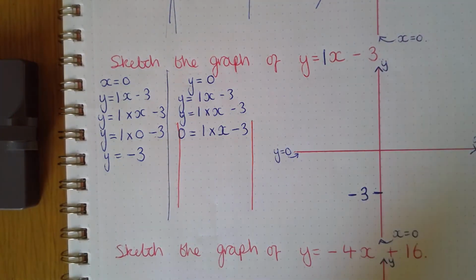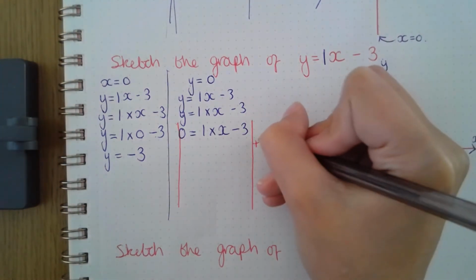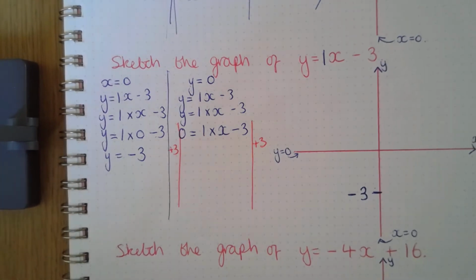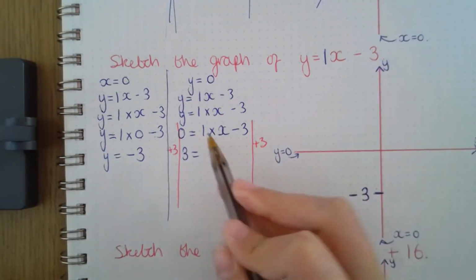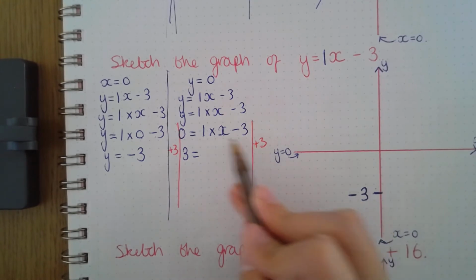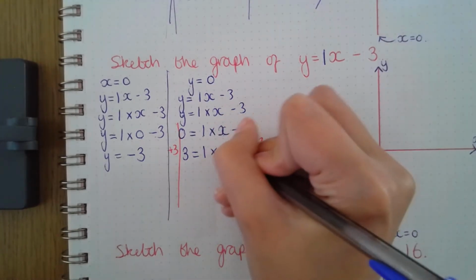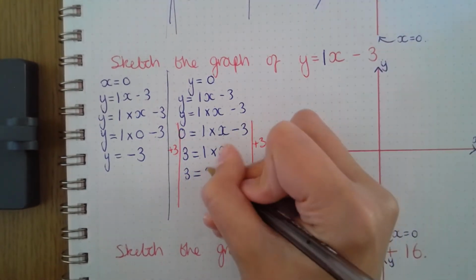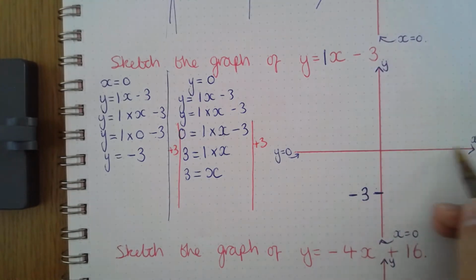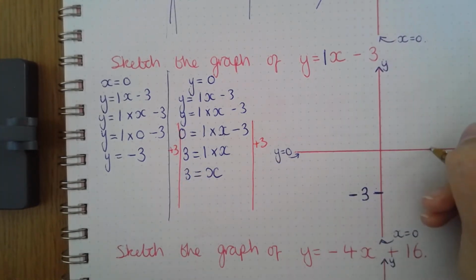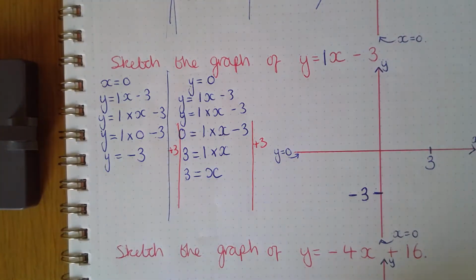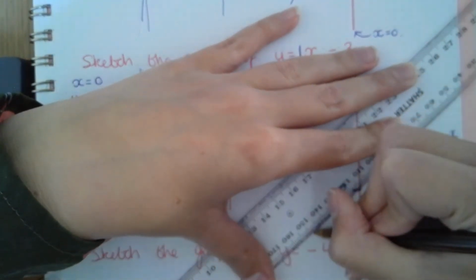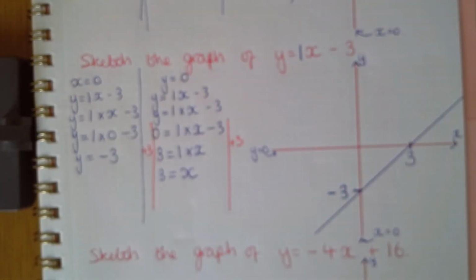I need to get rid of the take 3, so I add 3 to both sides. 0 add 3 is 3 equals 1 times x, take 3, add 3, I'm just left with 1 times x. Well, 1 times x is exactly what we want, so we can write 1 times x as just x. So I know it crosses the x-axis at 3, which is over here. I've got both of my values now, so I can sketch that graph like that.